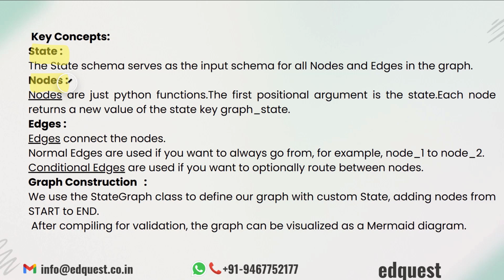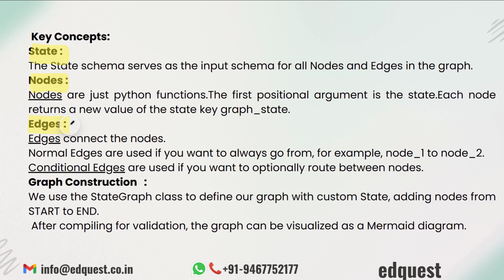The next one is nodes. Nodes in LangGraph are just regular Python functions. Each one receives the state as its first argument and then returns an updated version of the state. These functions do the actual work like calling an LLM, invoking a tool, updating memory, and so on. For example, a node might take the current query and fetch documents from a vector store. It reads the query from the state and writes the retrieved docs into the state.